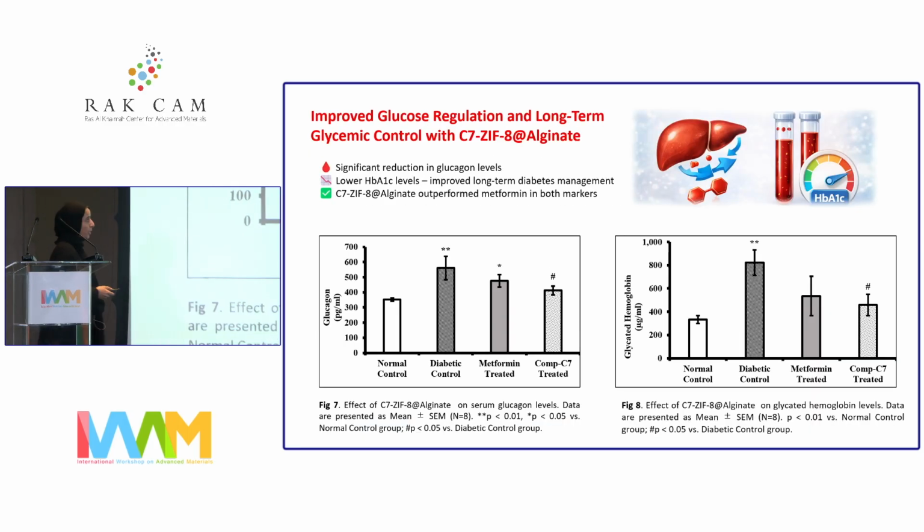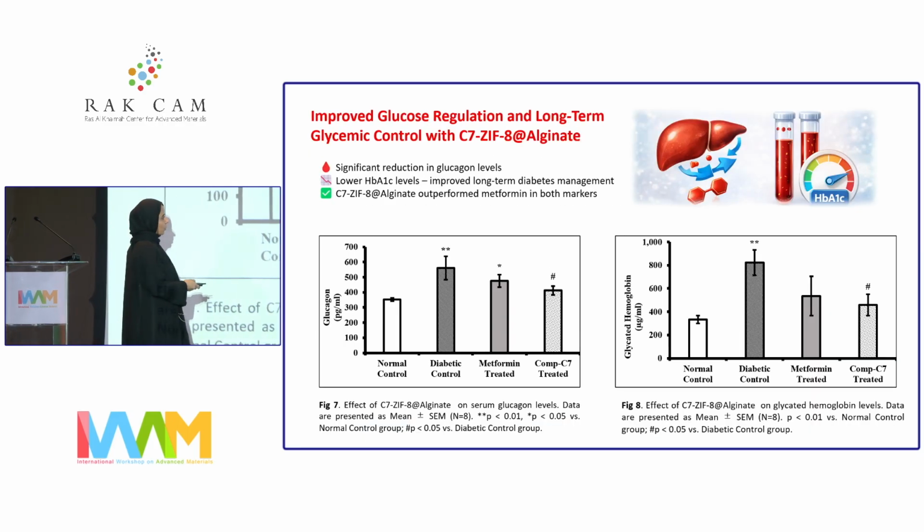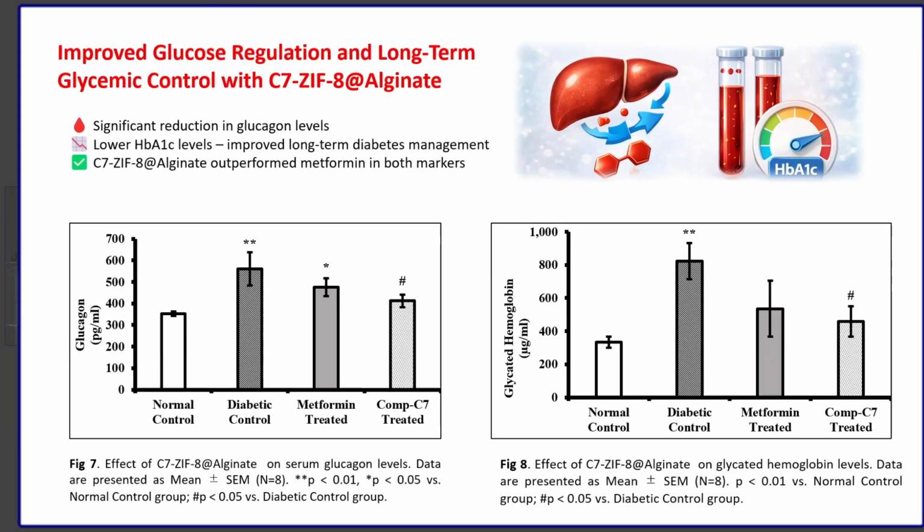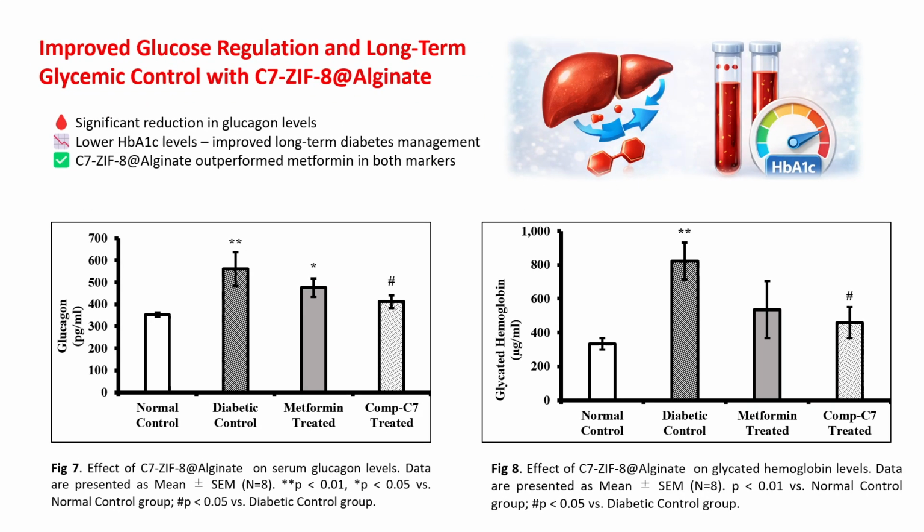Also, we tested 2 other parameters, and you will see here that the C7 lowers the glycogen, which is a production from the liver, and also shows good long-term glucose control, keeping the glucose level for 2 to 3 months. So all this in vivo study confirmed that the C7 formulation could be used as a metformin analog to treat diabetes type 2.